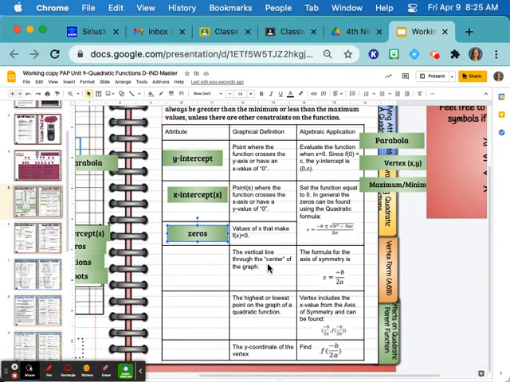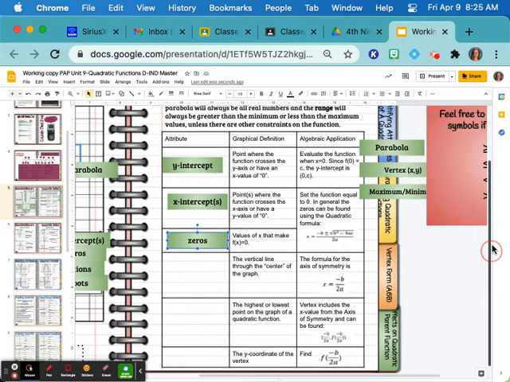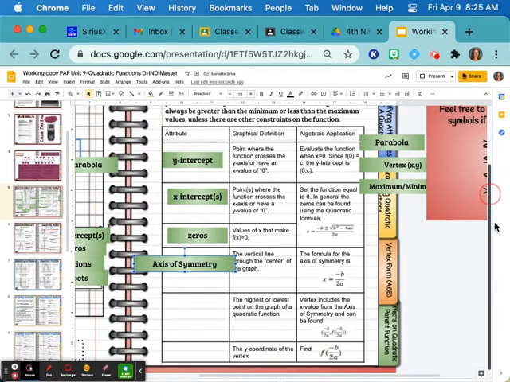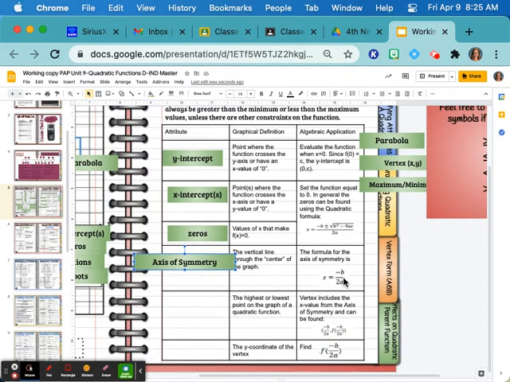Vertical line through the center of the graph. Axis of symmetry, exactly. And we can actually find the axis of symmetry by using this formula. X equals negative b over 2a. So you probably don't know what a and b are yet, but I'll teach you that.